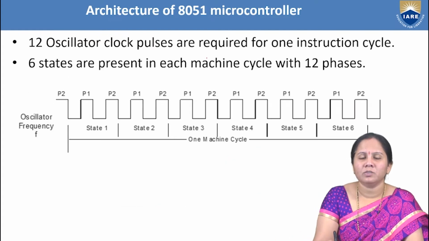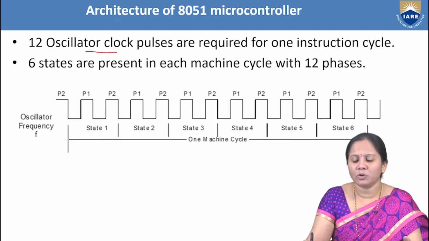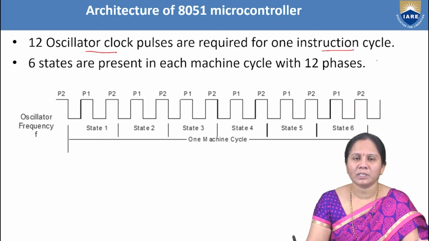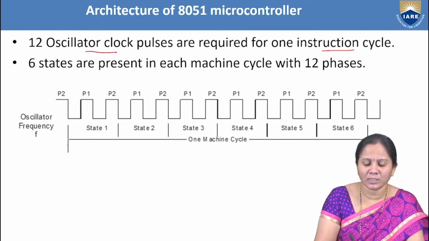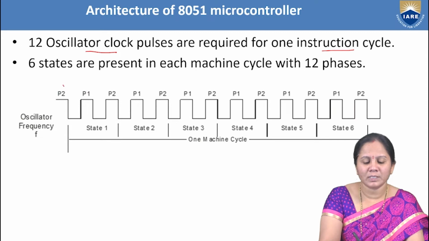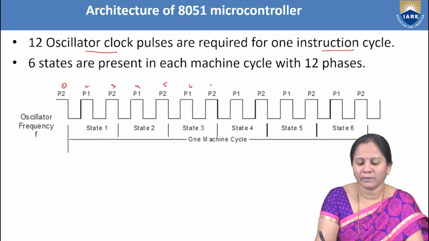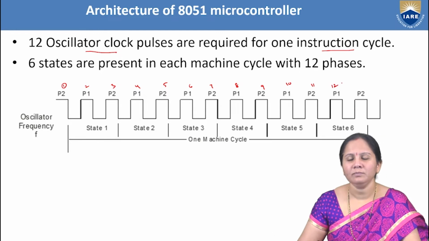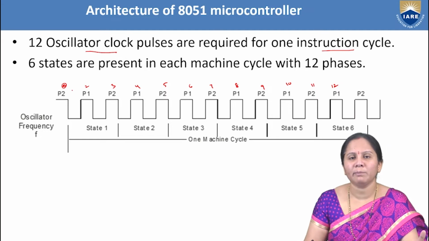Now, in continuation to the oscillator circuit, 12 oscillator clock pulses are required for one instruction cycle. That means in order to execute one instruction, we require 12 clock cycles. Here the 12 clock cycles are present: 1, 2, 3, 4, 5, 6, 7, 8, 9, 10, 11, 12. So the number of clock pulses here is 12.